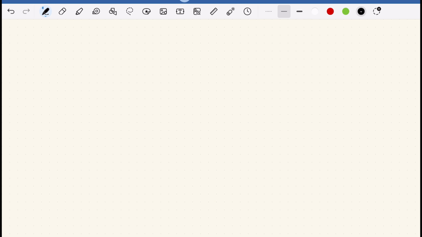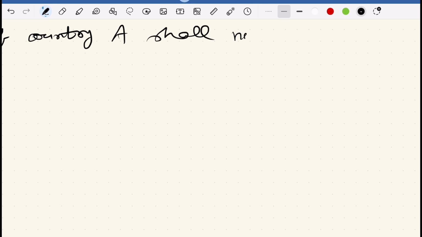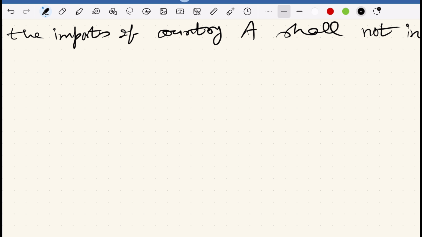So alternatively, we can say that the imports of country A shall not increase over time.